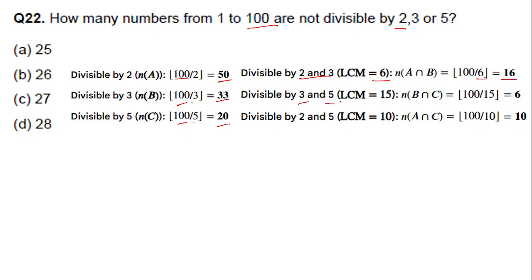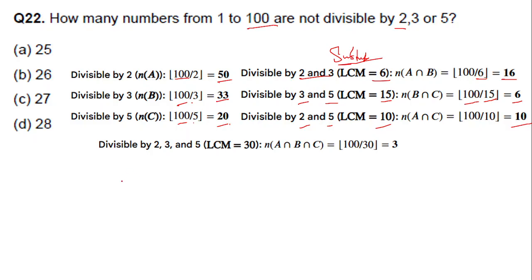If we take 3 and 5, the LCM is 15. We have to check how many times it is divisible by 15. It is 6. Same way 2 and 5, that is LCM is 10, is divisible 10 times. So this has to be subtracted. This should be subtracted, right?